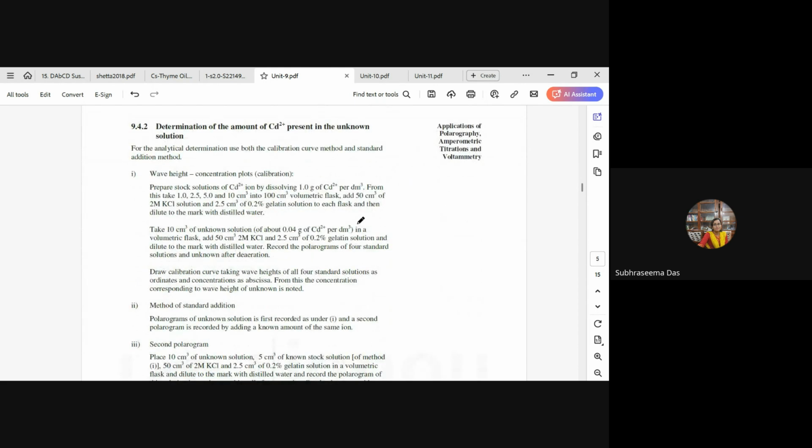Then coming to the determination of Cd2 plus, cadmium 2 plus, that is present in an unknown solution by the use of polarography. Here we will use both the calibration curve method and the standard addition method. First is the calibration plot. To draw the calibration plot, we will prepare the stock solution of cadmium by dissolving 1 gram of cadmium salt. Then we will make subsequent dilutions from this stock solution, and we will add 50 ml of 2 molar KCl and 2.5 ml of 0.2% gelatin.